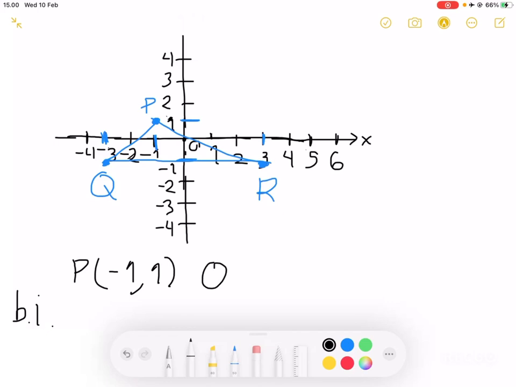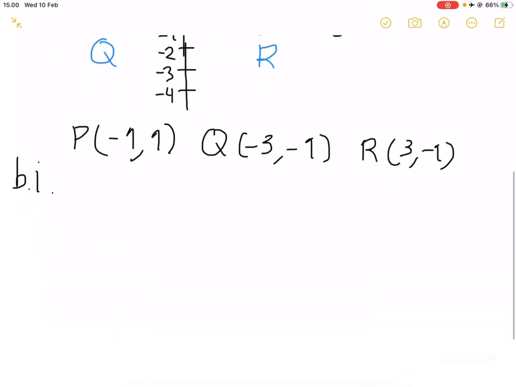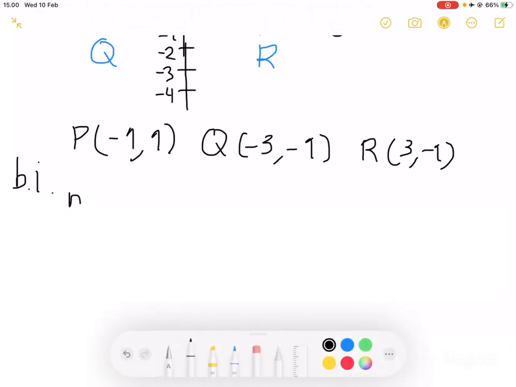Q is at -3, -1. R is at 3, -1. There we go. And the formula for the gradient is y2 minus y1 over x2 minus x1. You don't really need to worry about plugging in the wrong coordinates because you'll always end up with something like a negative over negative when it's supposed to be positive. So the negative and negative will cancel. The only thing you need to consider is to not mix up the x and y's.